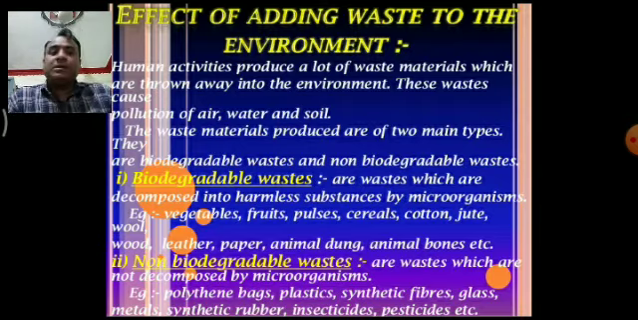The waste materials produced are of two main types. The waste which we generate can be placed into two categories: biodegradable waste and non-biodegradable waste. Biodegradable waste is waste which is decomposed into harmless substances by microorganisms, for example vegetables, fruits, pulses, cereals. Non-biodegradable waste is waste which is not decomposed by microorganisms, for example polythene bags, plastic, synthetic fibers, etc. This is all about biodegradable and non-biodegradable waste.